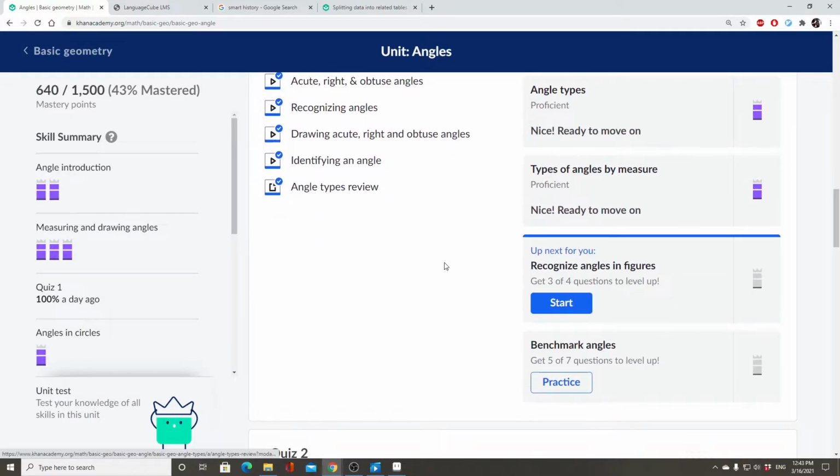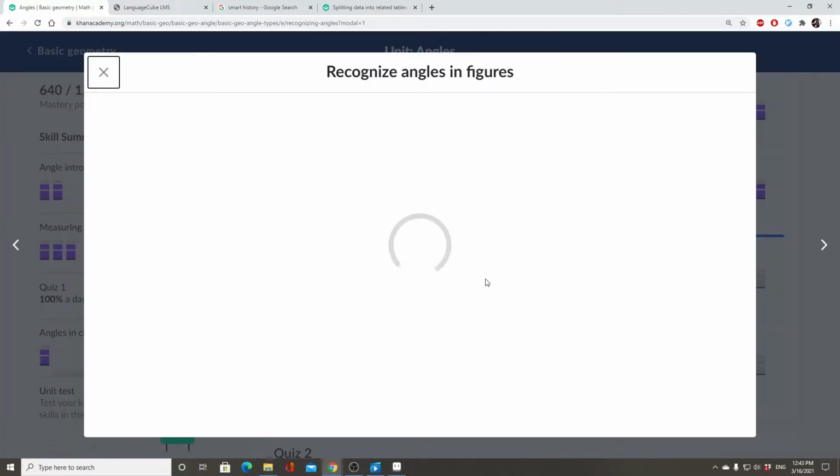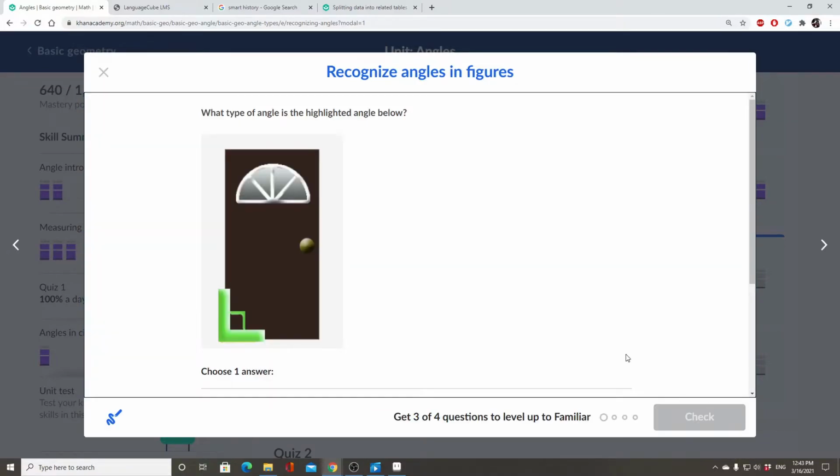Great. Okay. Yeah, no problem. And recognize angles in figures. This will be a little fun. We got some pictures going here. Look at this door. What type of angle is highlighted? Is the highlighted angle below?